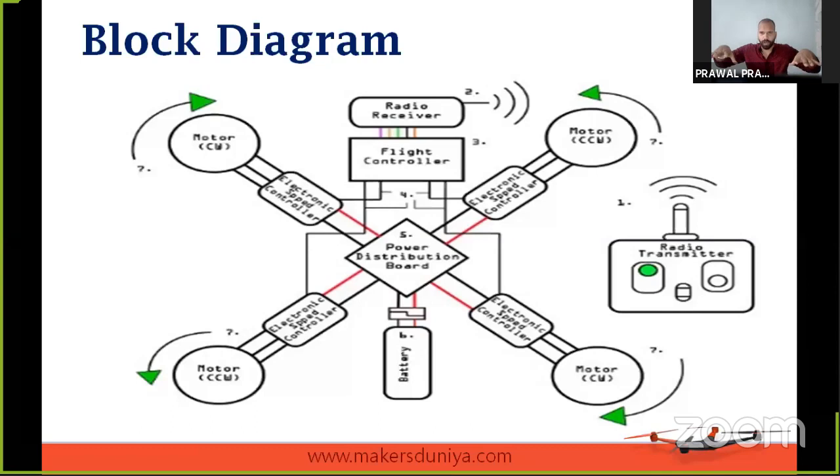Then there are these four arms. In the center of each arm, there is the electronic speed controller, ESC, and at the corners there are the four motors. So this is the block diagram. That's how your quadcopter should be. These four things should be in the center, then ESCs in the middle, and at the edges there are the motors.